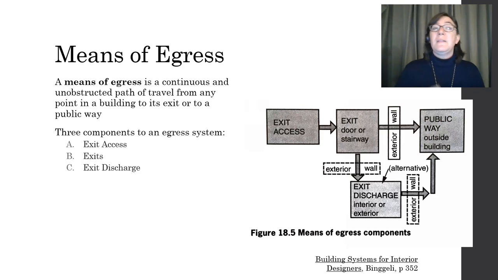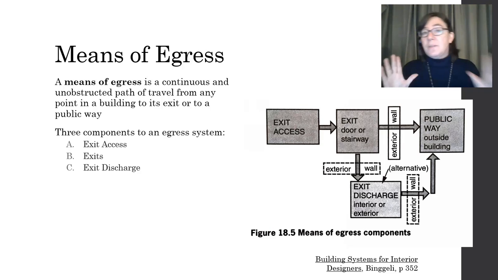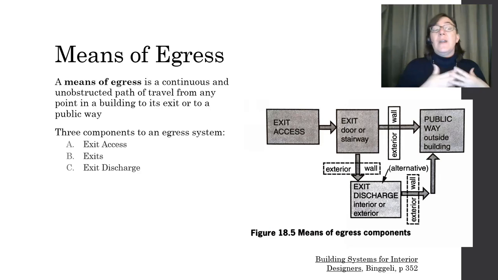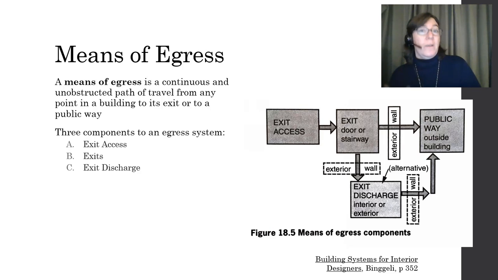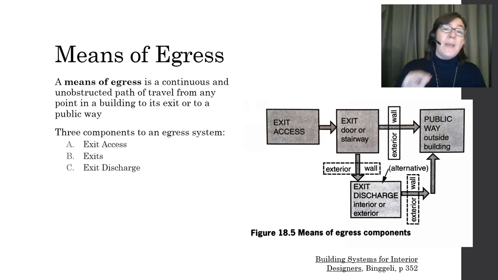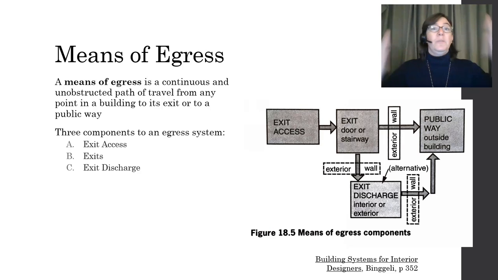So starting with means of egress. Egress, no, it's not a white bird that lives in the marsh, all right? It is the name for an exit or a way out of a building. And a means of egress is a continuous and unobstructed path of travel from any point in a building to an exit or directly to a public way. You can see why this would be important in the event of an evacuation for a fire or other emergency. You need to be able to carefully and safely exit the building.